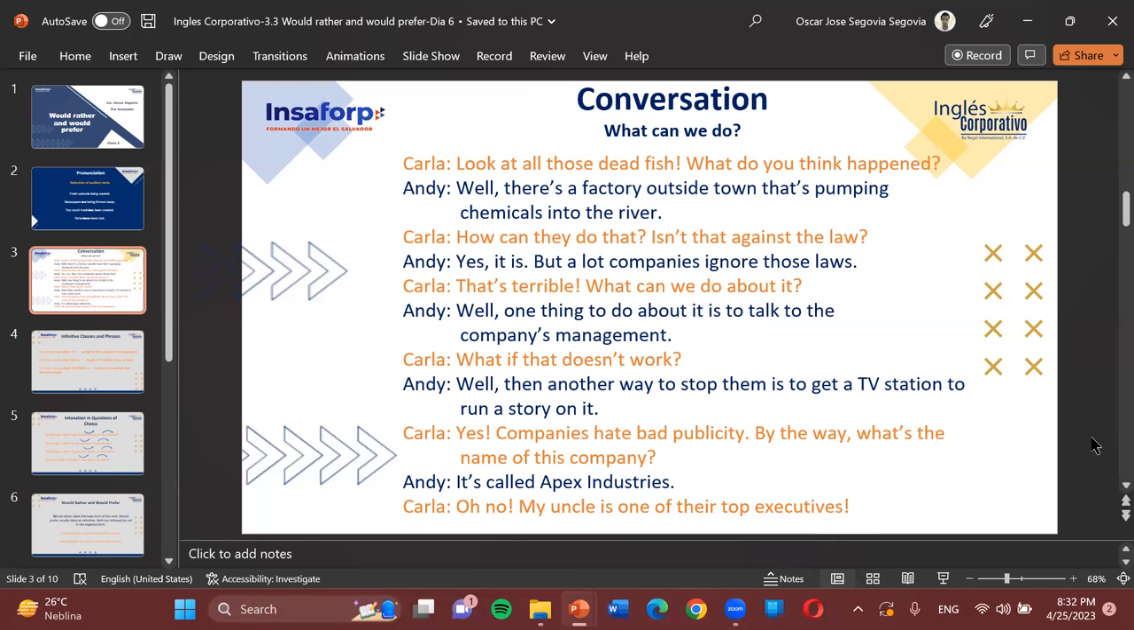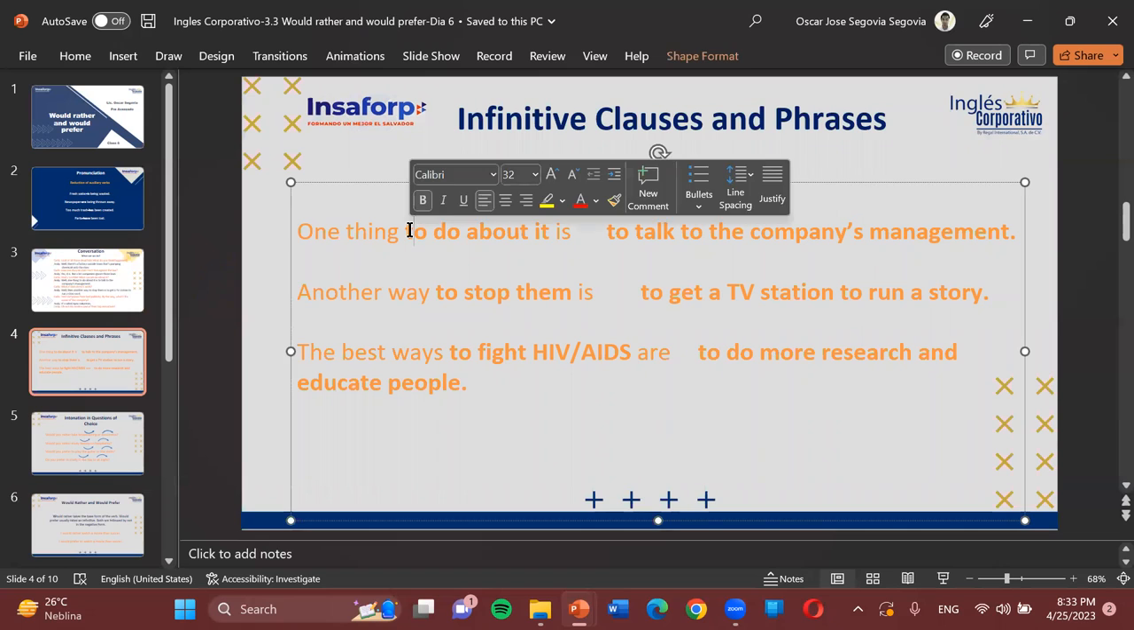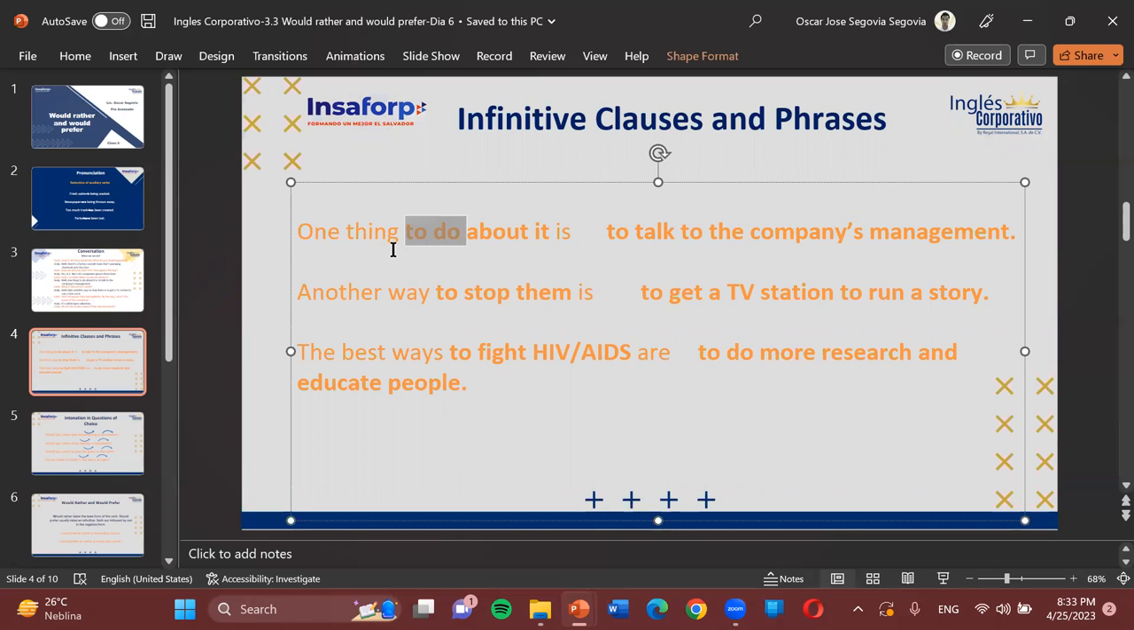Bueno, vamos a regresar a esto en un momento. Ya ahorita, pues, básicamente tenemos desglosada, ¿verdad?, la composición de la conversación y algunos de los puntos de interés, algunas de las palabras a tomar en cuenta. Now we're going to move into this. Infinitive clauses and phrases. When we talk about infinitive clauses, it's very simple. We're going to be looking at verbs like this. This over here. So these are the infinitive clauses.